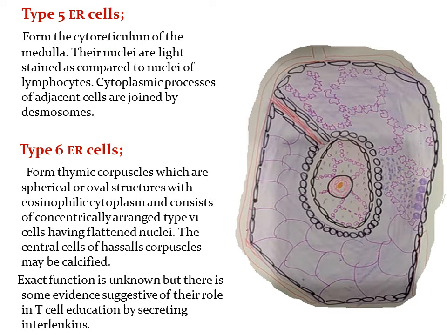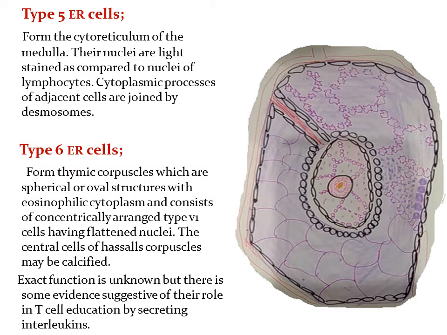These are the type 5 epithelial reticular cells, and they form the cytoreticulum of the medulla. Their nuclei are light staining as compared to the nuclei of lymphocytes. Cytoplasmic processes of adjacent cells are joined by desmosomes. The type 5 epithelial reticular cell also has desmosome junctions.